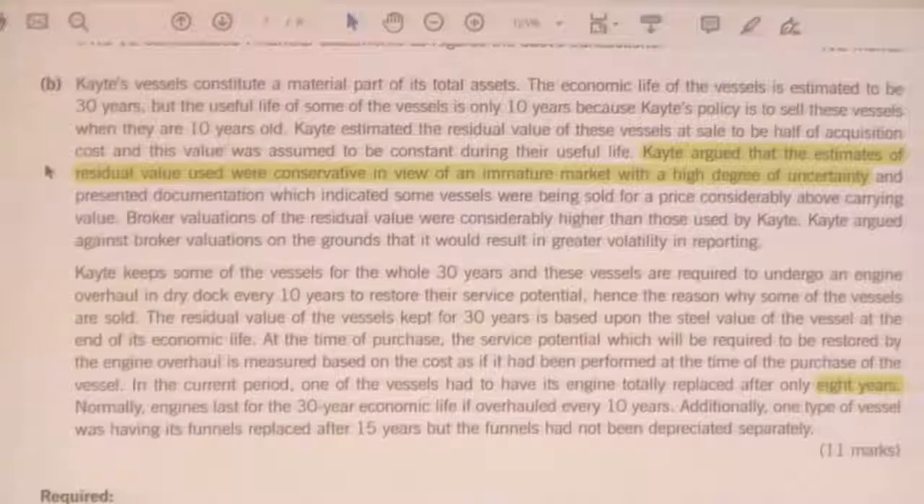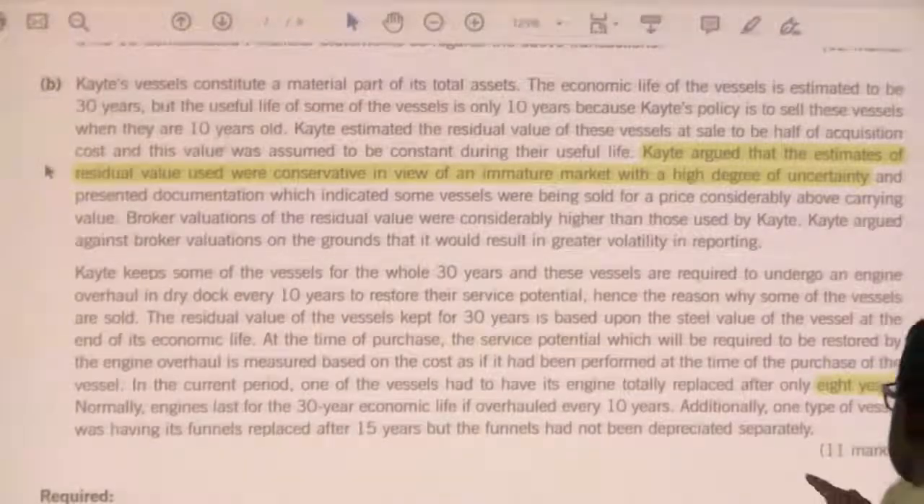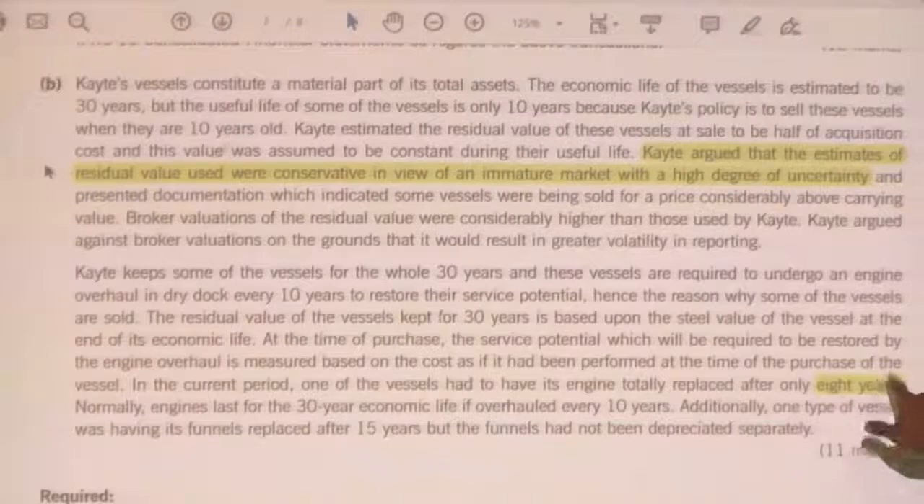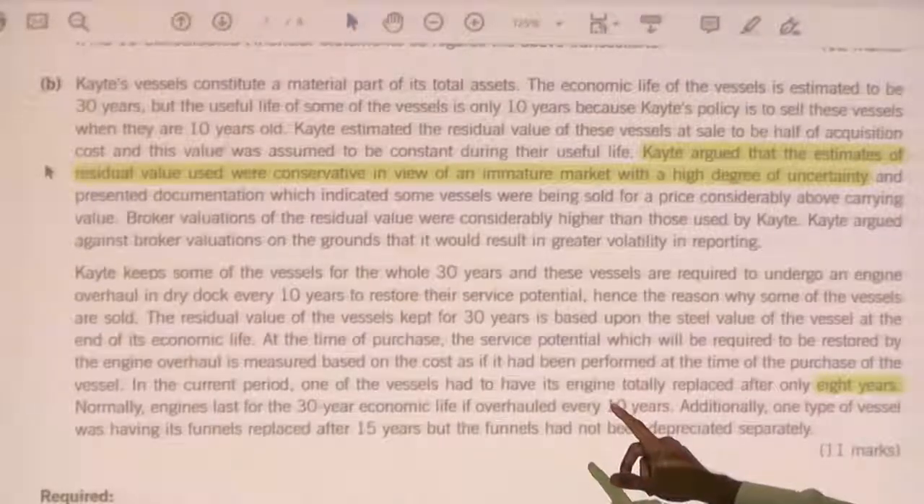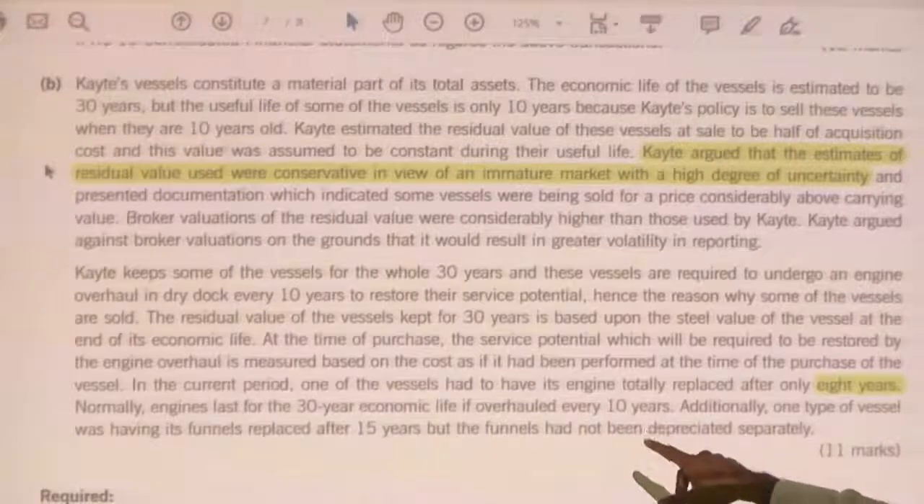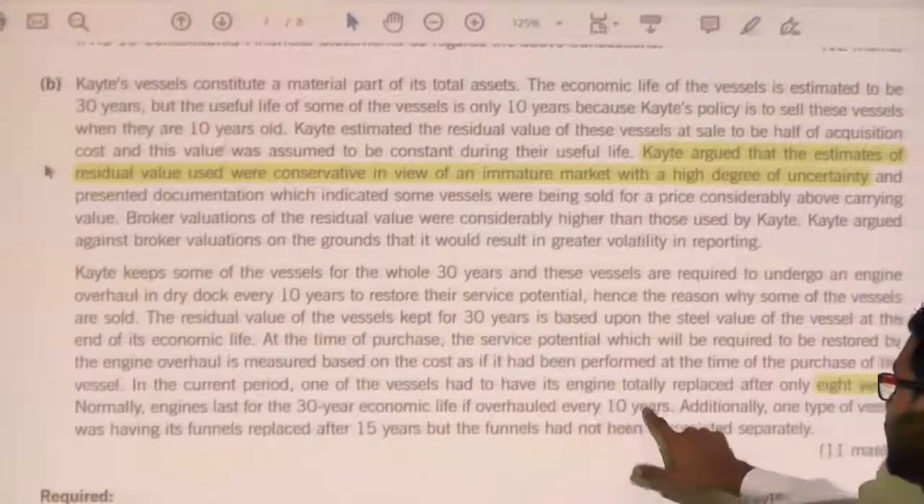I told you about subsequent cost. This is not initial cost, it is subsequent cost. Engine replacement means a major replacement, after only 8 years, but normally they do it. Normally an engine lasts for 30 years economic life, with an overhaul every 10 years.